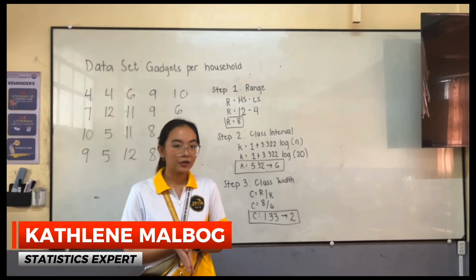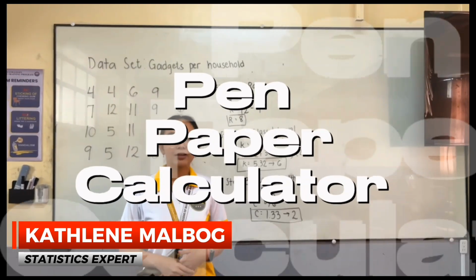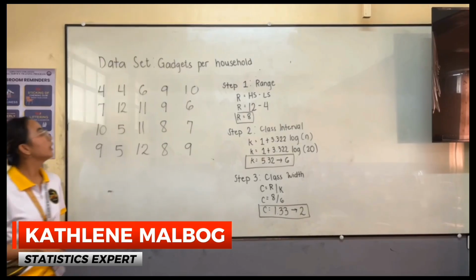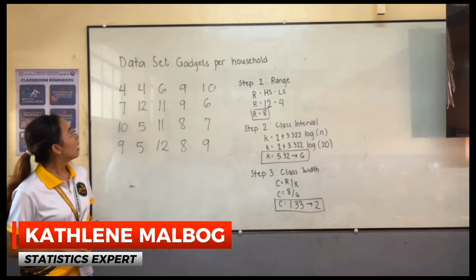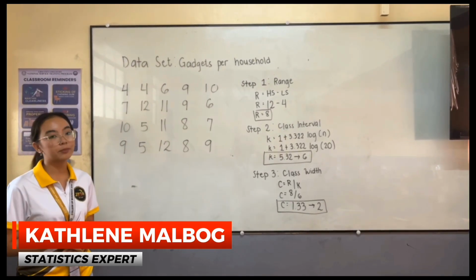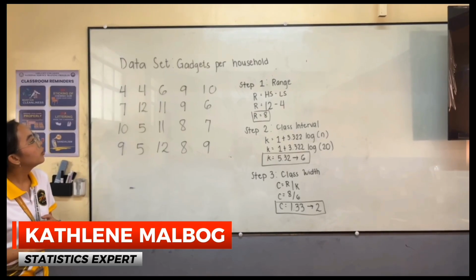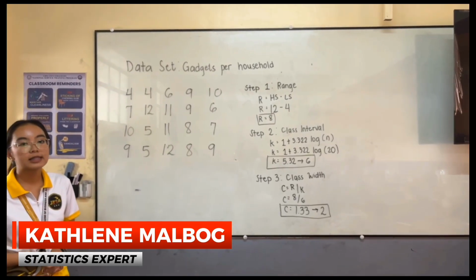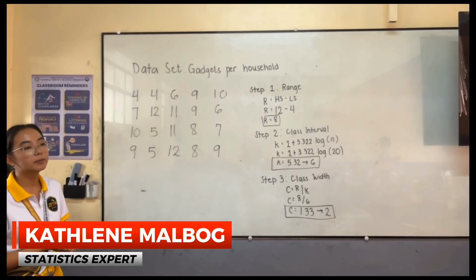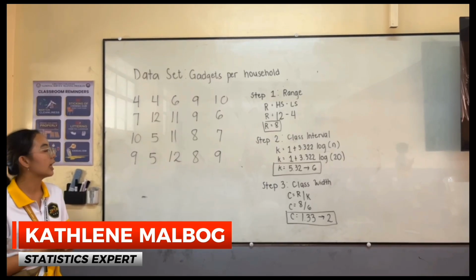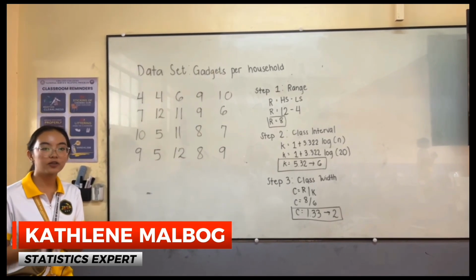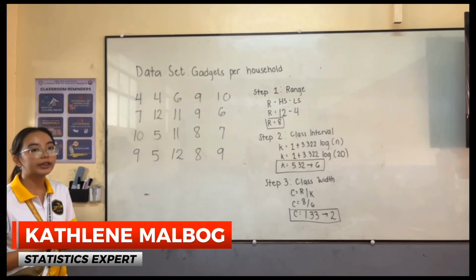So without further ado, grab your pen, paper, and calculator, and then for our data set, we're going to have the number of gadgets of our participants per household. So, ibig sabihin po, yung mga individuals po natin, yung mga participant po, ay sinurvey po natin kung gaano po kadaming mga gadgets ang meron sila sa kanilang households. And yung number of individuals po na survey natin ay nagtototal na 20 participants.